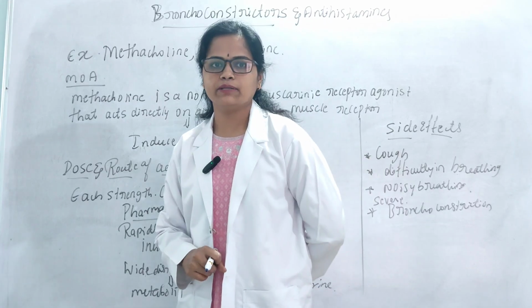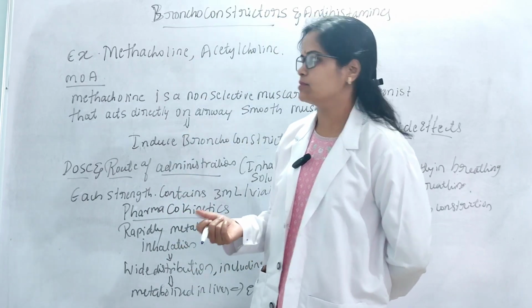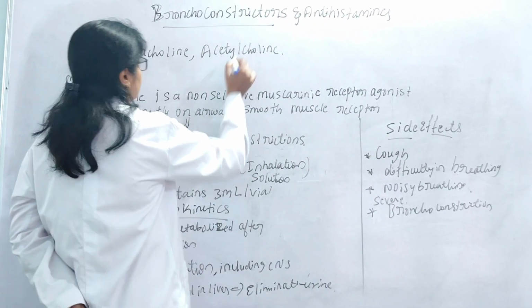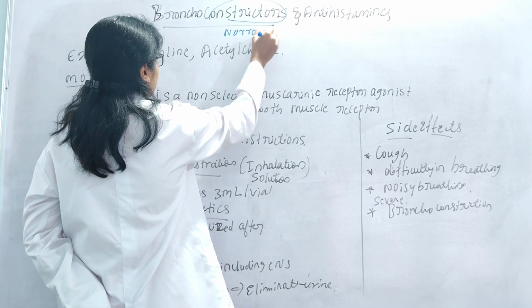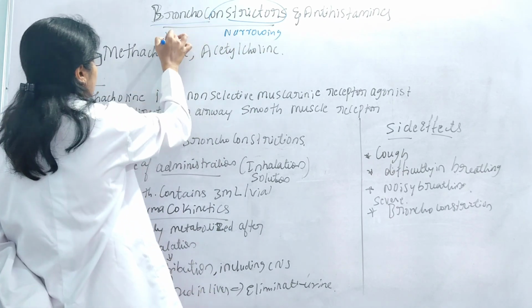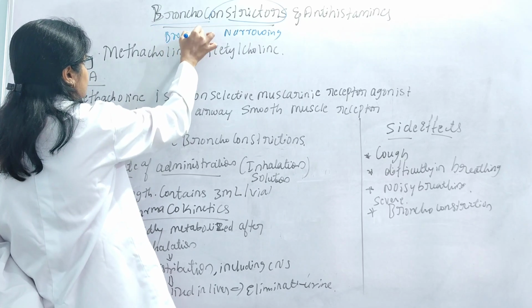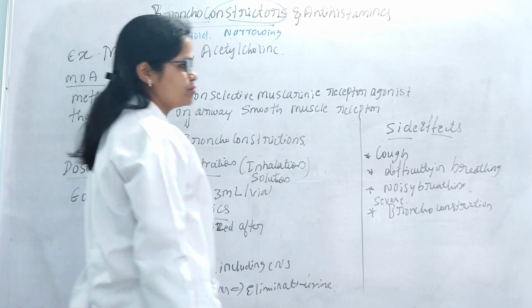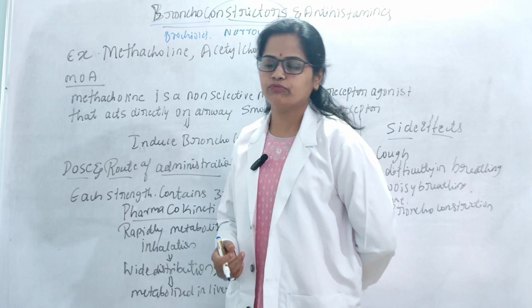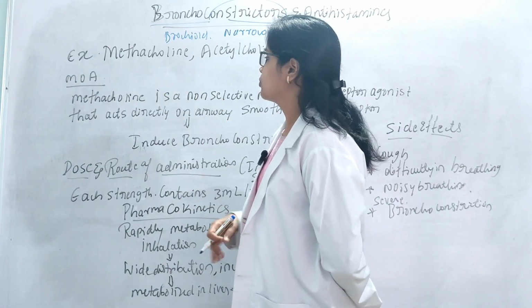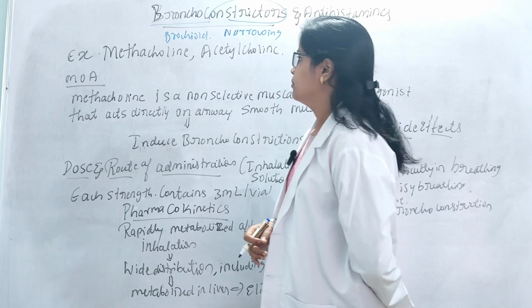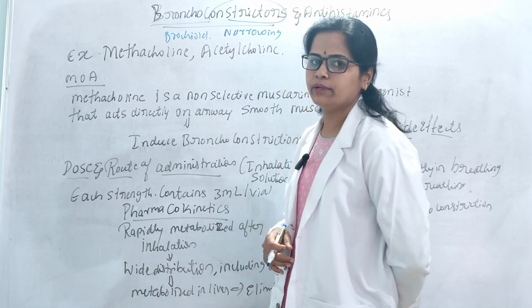Next we'll see about the bronchoconstrictors and antihistamines. Bronchoconstrictors: constriction is nothing but narrowing of the bronchioles. These drugs are used for the narrowing of the bronchioles. Examples of bronchoconstrictors are methacholine and acetylcholine.